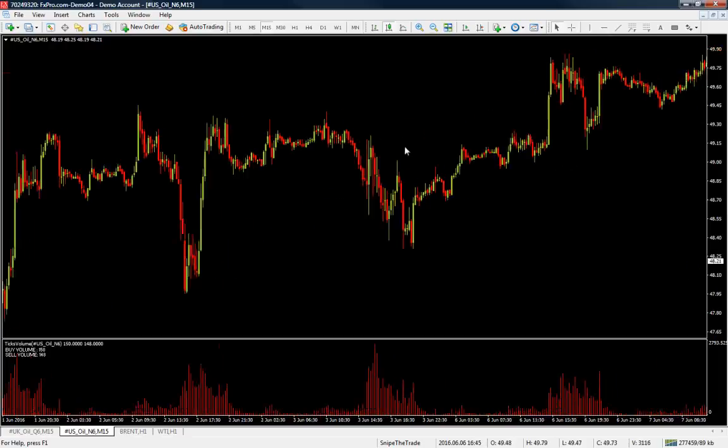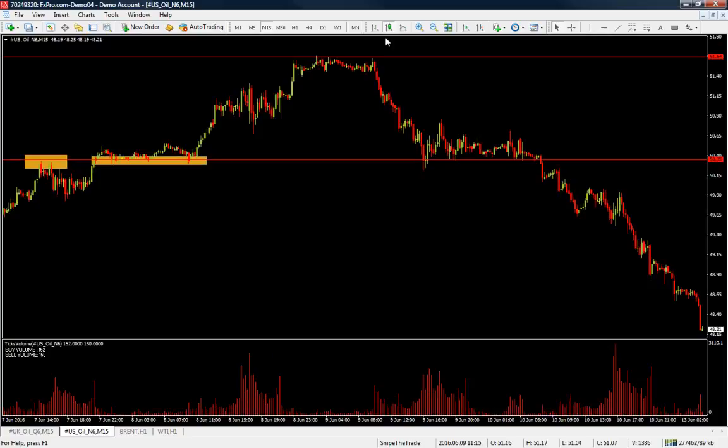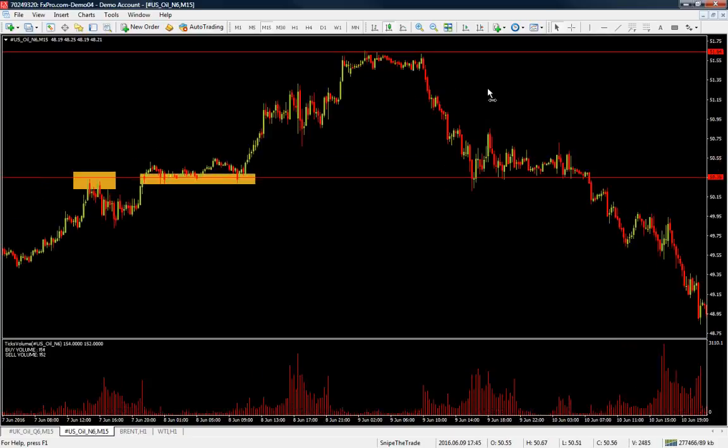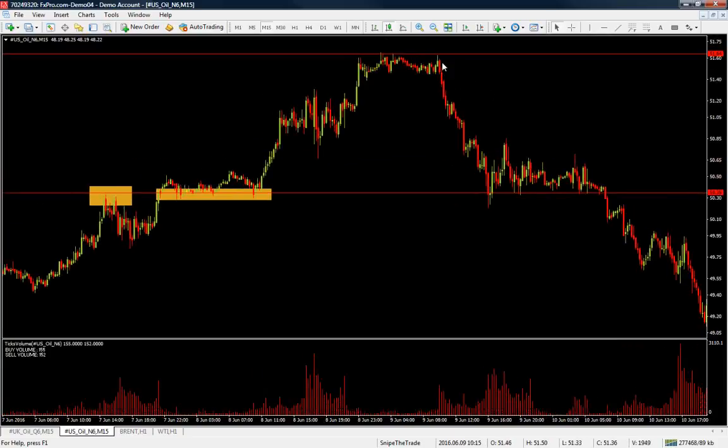Now let's zoom back in a little bit and let's look at what happened. It was very, very difficult to take into consideration what was going to happen with prices on crude oil around these levels. When we were testing the highs at the 51.64-65 level, you can see that there was absolutely no volume while those highs were being tested.